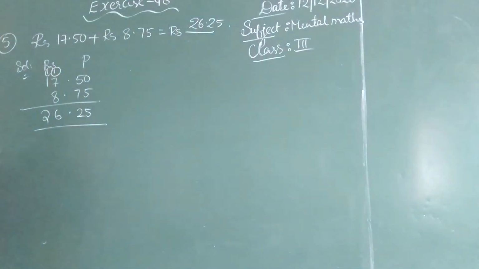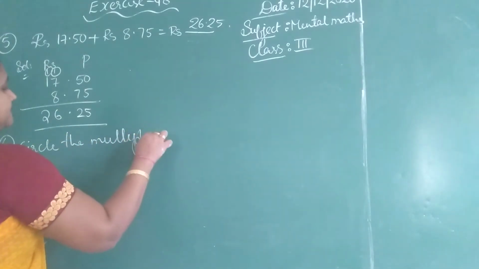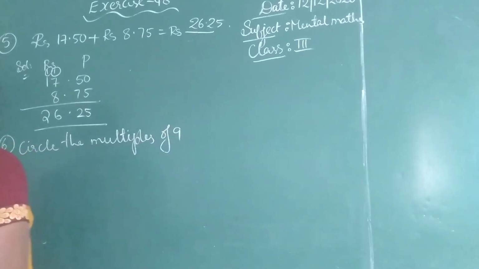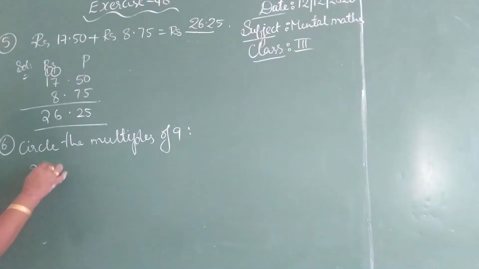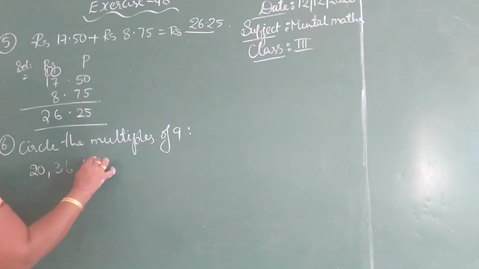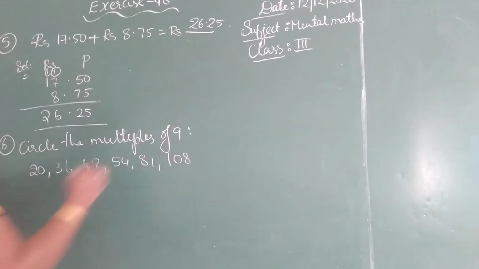See the sixth one. Circle the multiples of 9. What are the multiples of 9? 20, 36, 48, 54, 81, 108. The multiples of 9 means the numbers which come in the 9 table. What are the numbers that come in the 9 table?